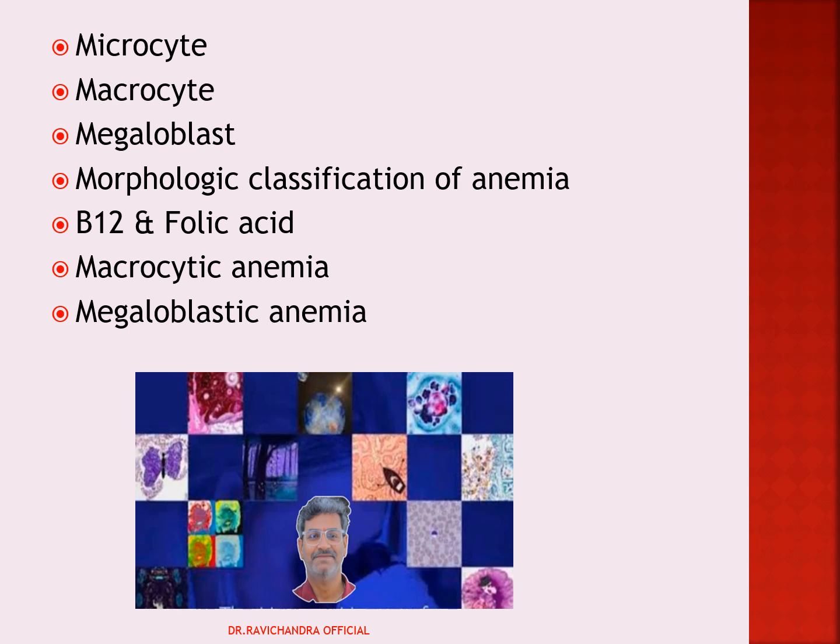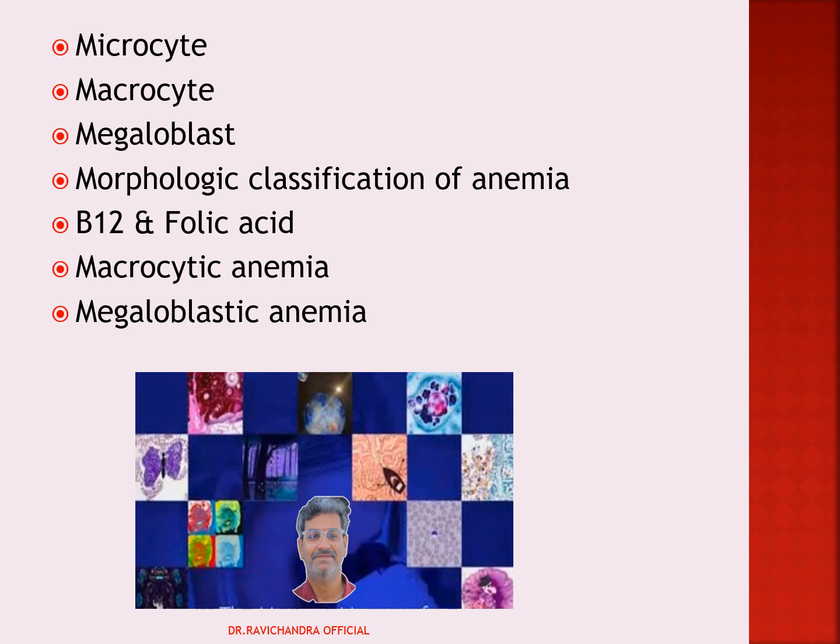In this video, we will discuss macrocytic anemia and B12 deficiency and folic acid deficiency and pernicious anemias. Before going into the topic, we should know what is a microcyte, what is a macrocyte, what is a megaloblast, what is the morphological classification of anemia, what are the normal values of B12 and folic acid, where they are present and what their function, and then we will discuss megaloblastic anemia.